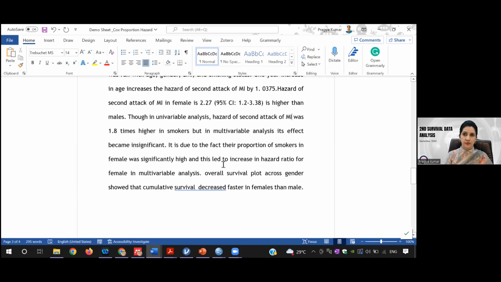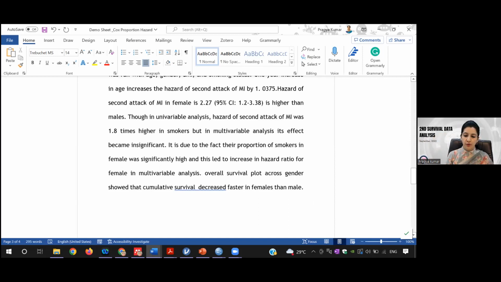check with the descriptive. Because before you have performed these analyses, definitely you are going to give some baseline characteristics between these categories, like the proportion of male and female, and the descriptive proportion of all these variables in each gender. So it is due to the fact that the smokers in female are significantly high, and this led to the increased hazard ratio of female in multivariable.